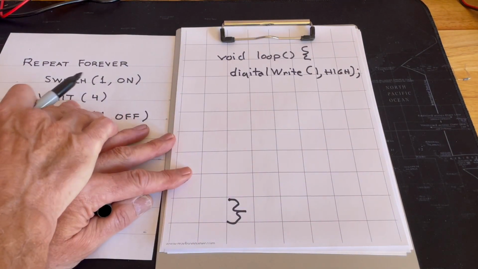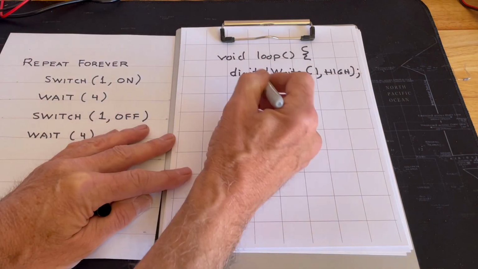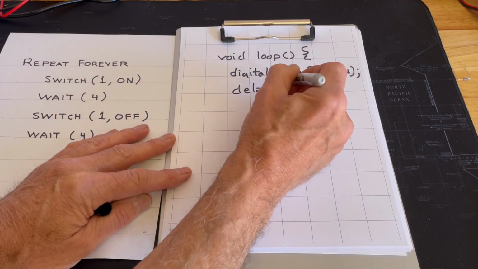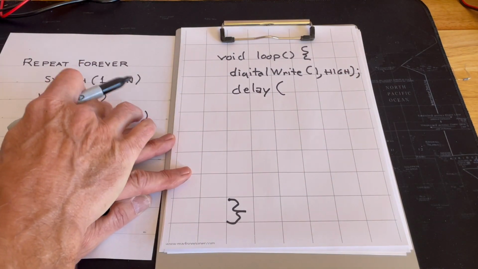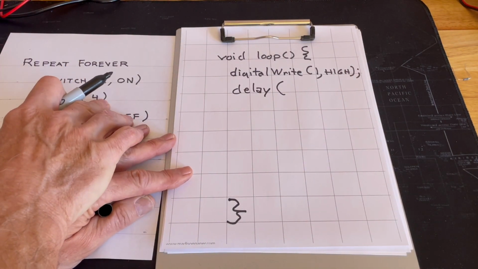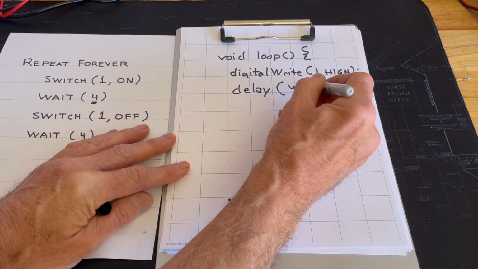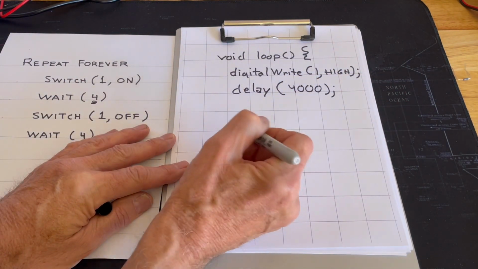If we want to wait 4 seconds, there's a command called delay, and we give the time in milliseconds or thousands of seconds. So 4 seconds would be 4,000 milliseconds.